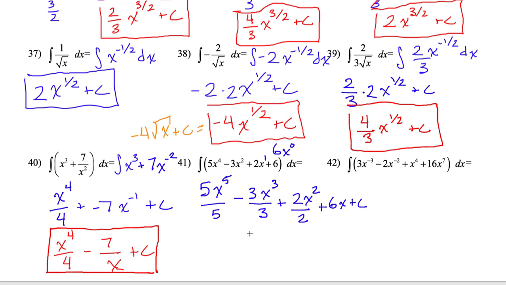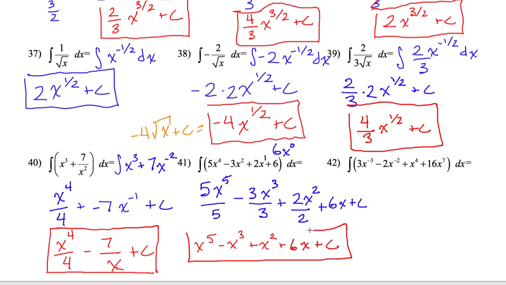I can rewrite that as x to the power of 5 minus x to the power of 3 plus x squared plus 6x plus c. And that is my final answer, box it.